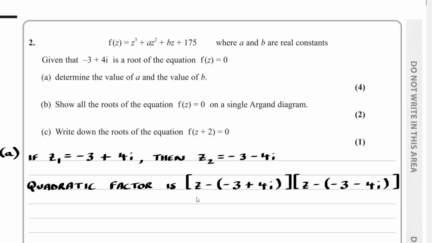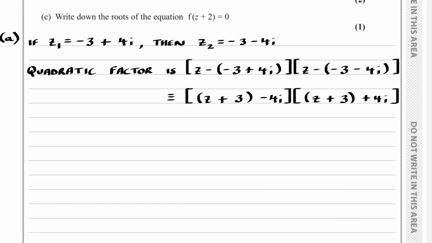So what we can simplify this to is (z plus 3 subtract 4i) multiplied by (z plus 3 plus 4i). And what you can hopefully recognize is we have a difference of two squares. We have this being the same as (z plus 3) all squared plus 16, since negative 4i multiplied by 4i is positive 16. And this will simplify to z squared plus 6z plus 25.